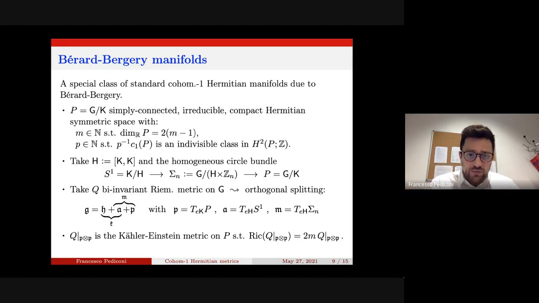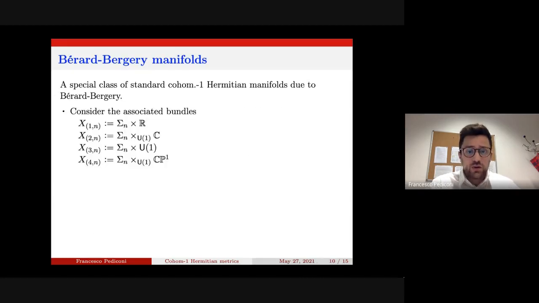Once you have these homogeneous circle bundles, you can build standard cohomogeneity-one Hermitian manifolds by taking associated bundles to these homogeneous circle bundles. You have four possibilities. The easiest case is that you just take Sigma_n cross R. In this case, you get a cohomogeneity-one manifold with respect to the action of G, and here the orbit space is the straight line R. Another case is that you can take the associated bundle to Sigma_n by means of the standard action of the circle on the complex plane.